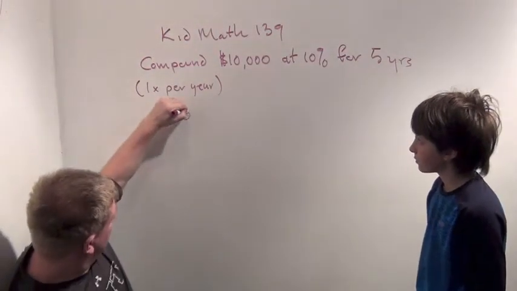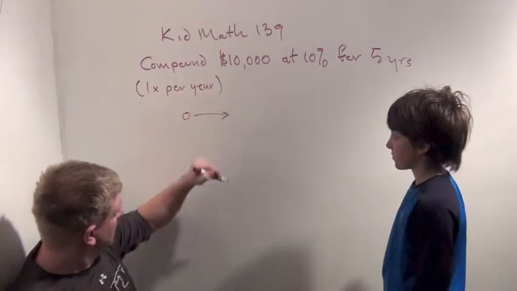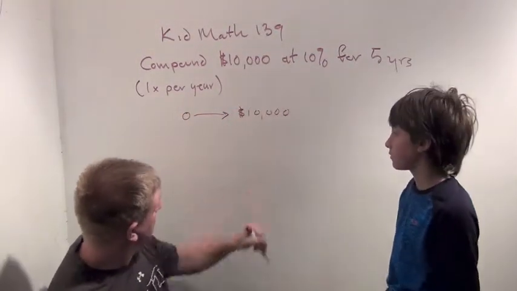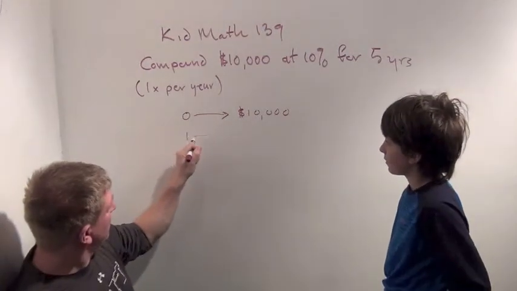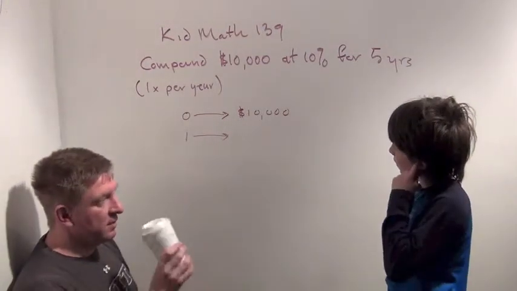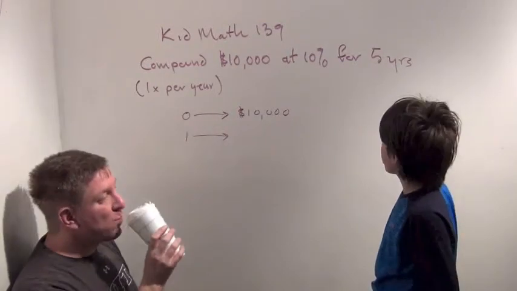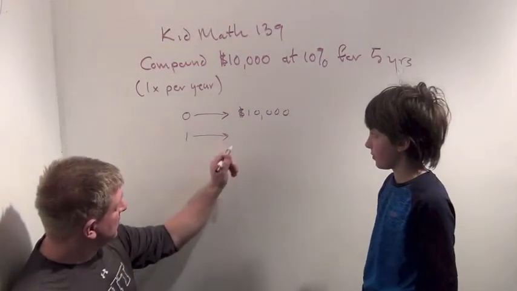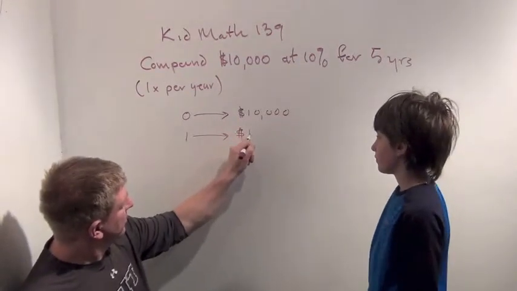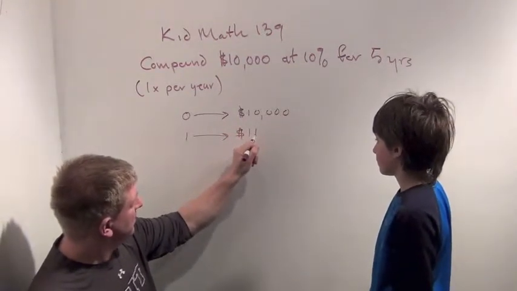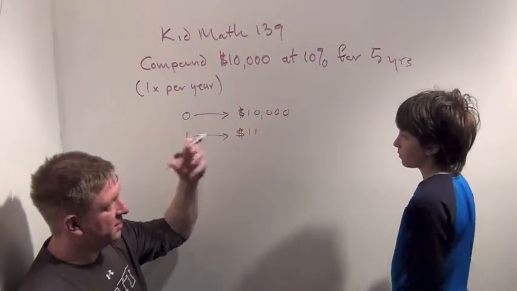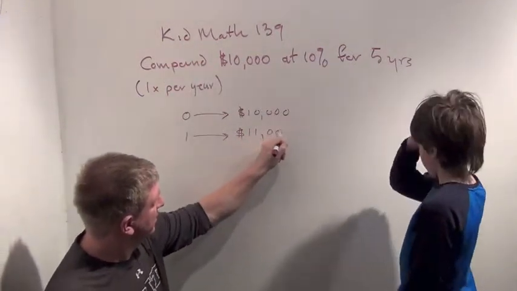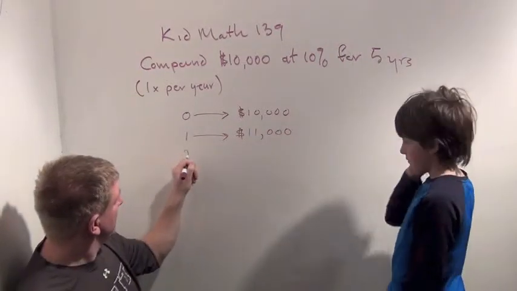So at time 0, how much money do we have? We have $10,000. At time 1, after 1 year, how much money do we have? We have to add 10% of 10,000. That's 1,000. So we have $11,000. Sorry, I wasn't paying attention.